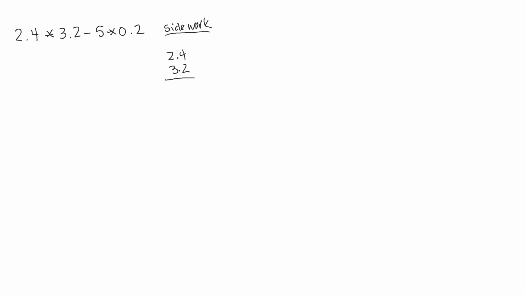Now with multiplication, your decimal points do not have to line up. In this case, they just naturally did. That's fine, but they don't have to. We're going to start multiplying. We're technically going to treat this as 24 times 32 for now. So with the 32, I'm going to multiply by the 2 first, then we'll go back and multiply by the 30 later. So 2 times 4 is 8. 2 times 2 is 4. Okay, I'm done multiplying by the 2.